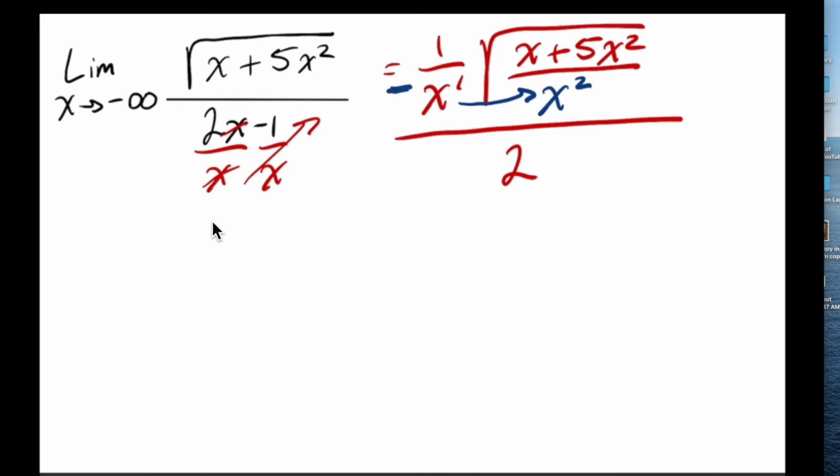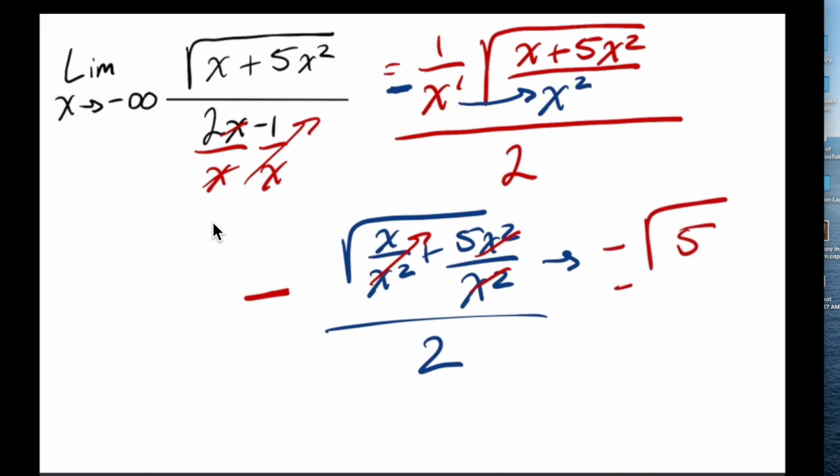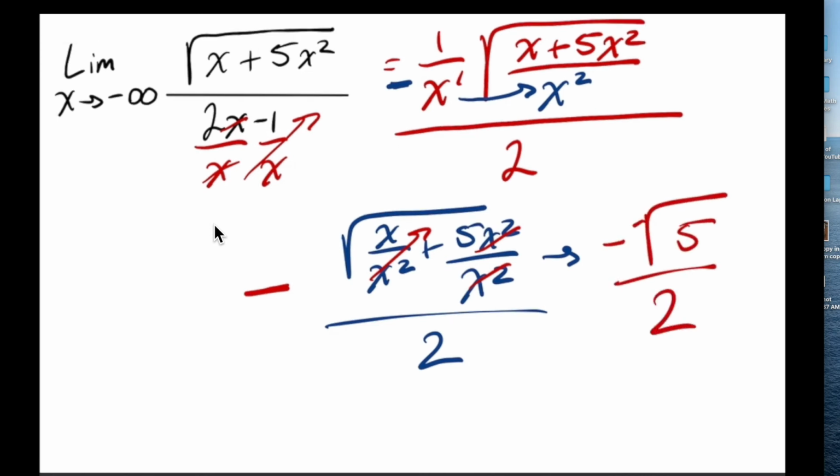Focusing on the numerator, we're going to have x over x squared plus 5x squared over x squared. And we're going to have 2 in the denominator, and we're going to have a negative out in front. Within the radicand, these are going to cancel. This is going to go to 0. We're going to have negative square root of 5 over 2 as the final answer to this limit.